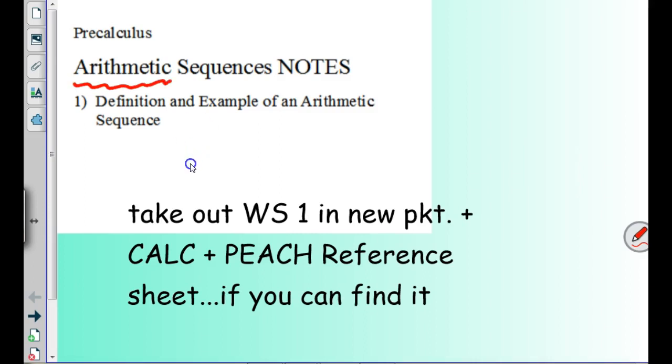So an arithmetic sequence means you are adding something every time. Could be a positive or negative number, but you're not multiplying by something, you're adding something.